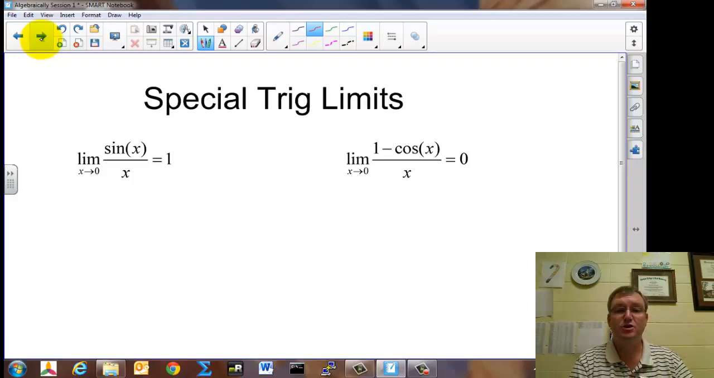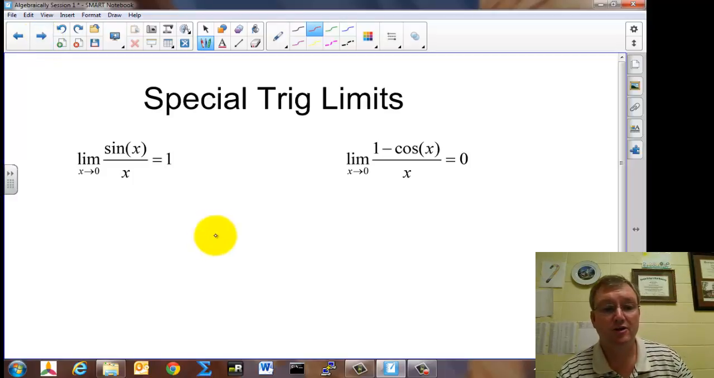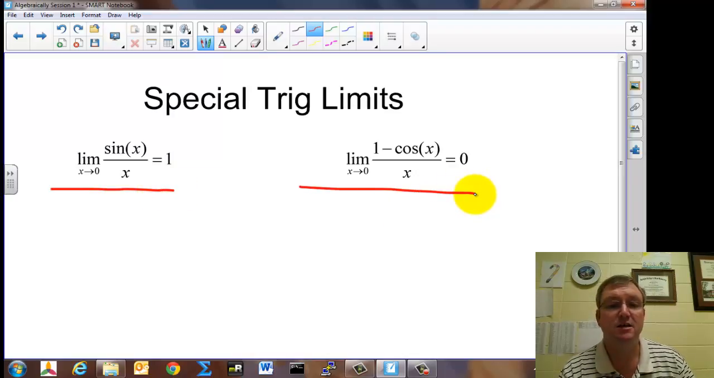Now there are two special limits that you just need to memorize. We can go through the process of learning how we got to these, but we're not going to do that at this particular time. I just want you to memorize that these two limits exist. Anytime that you see the sine of something over that same something.